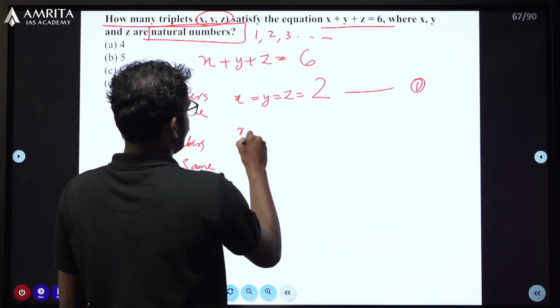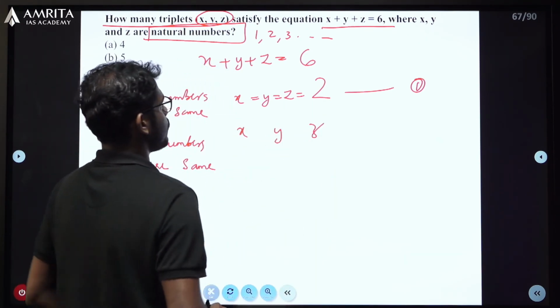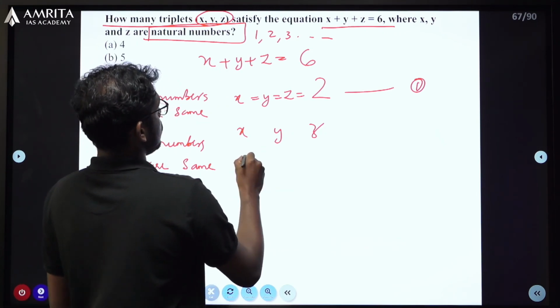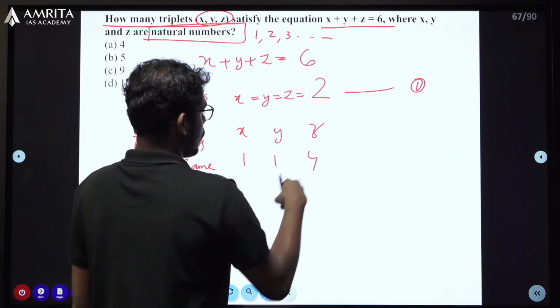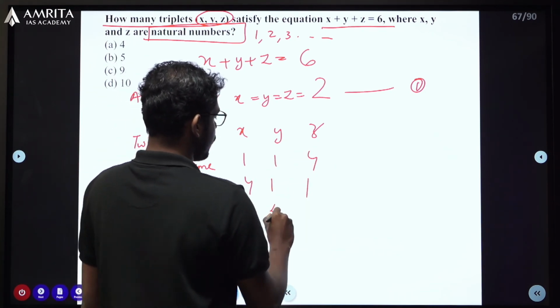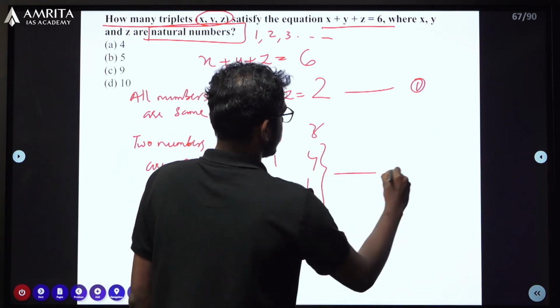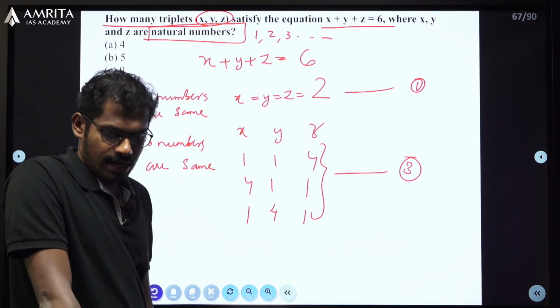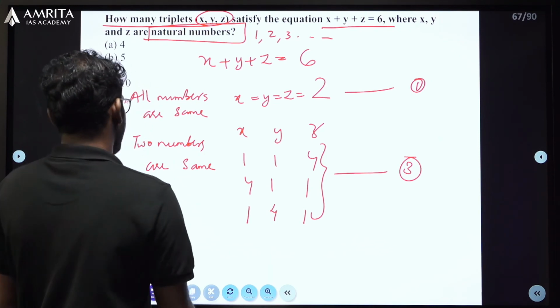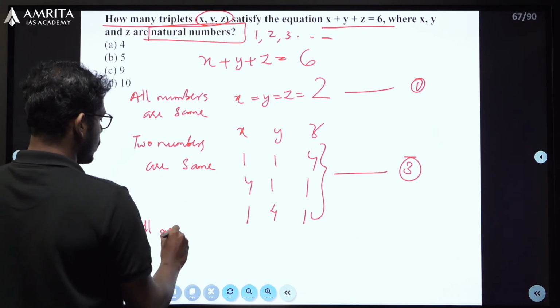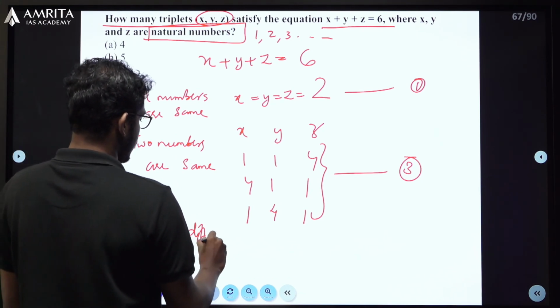Then the values of x, y, z can be, for example, 1, 1, 4; 4, 1, 1; 1, 4, 1. So how many possibilities are there? 3 possibilities are there when two numbers are the same. Let's check what if all the numbers are different, all the digits are different.